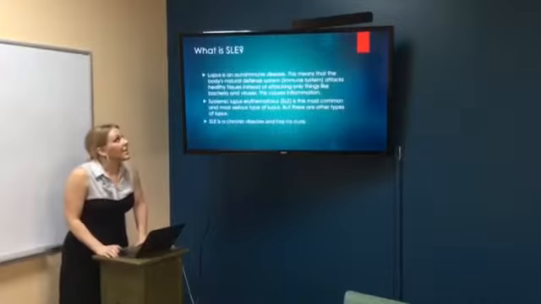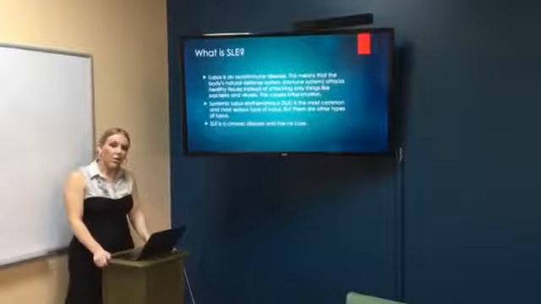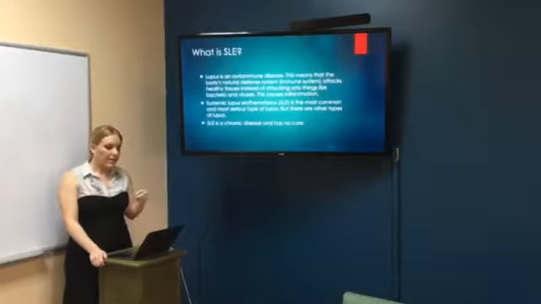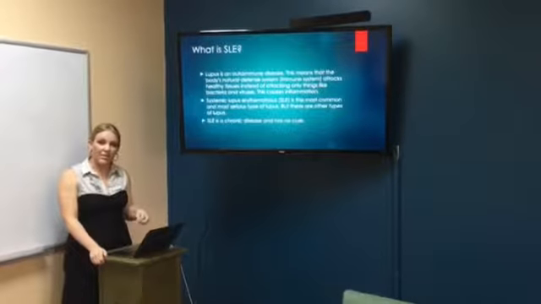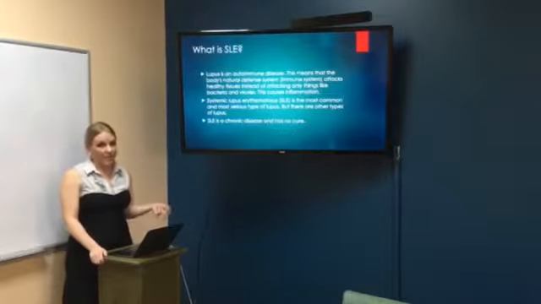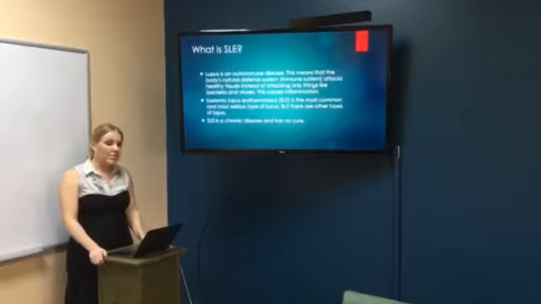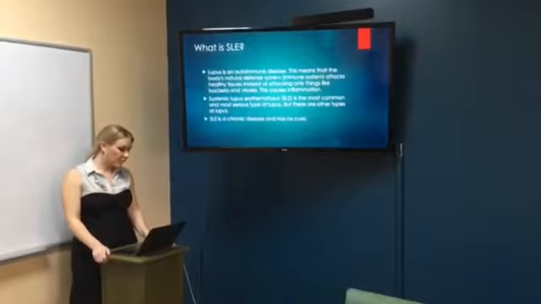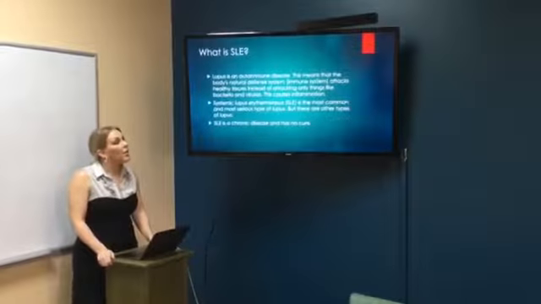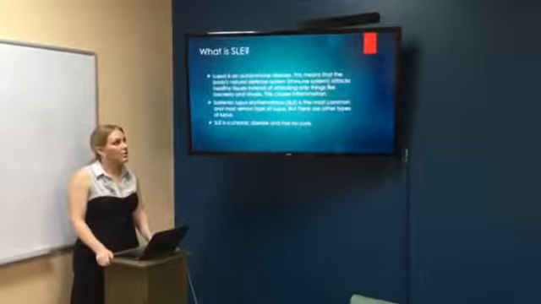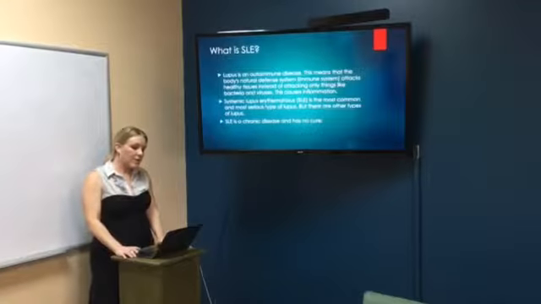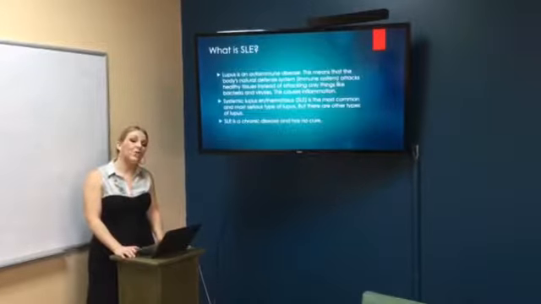So what is SLE? Lupus is an autoimmune disease. This means that the body's immune system attacks itself. It attacks healthy tissues instead of attacking only things like bacteria and viruses. This causes inflammation. Systemic lupus erythematosus is the most common and most serious type of lupus, but there are other types of lupus. SLE is a chronic disease and has no cure.